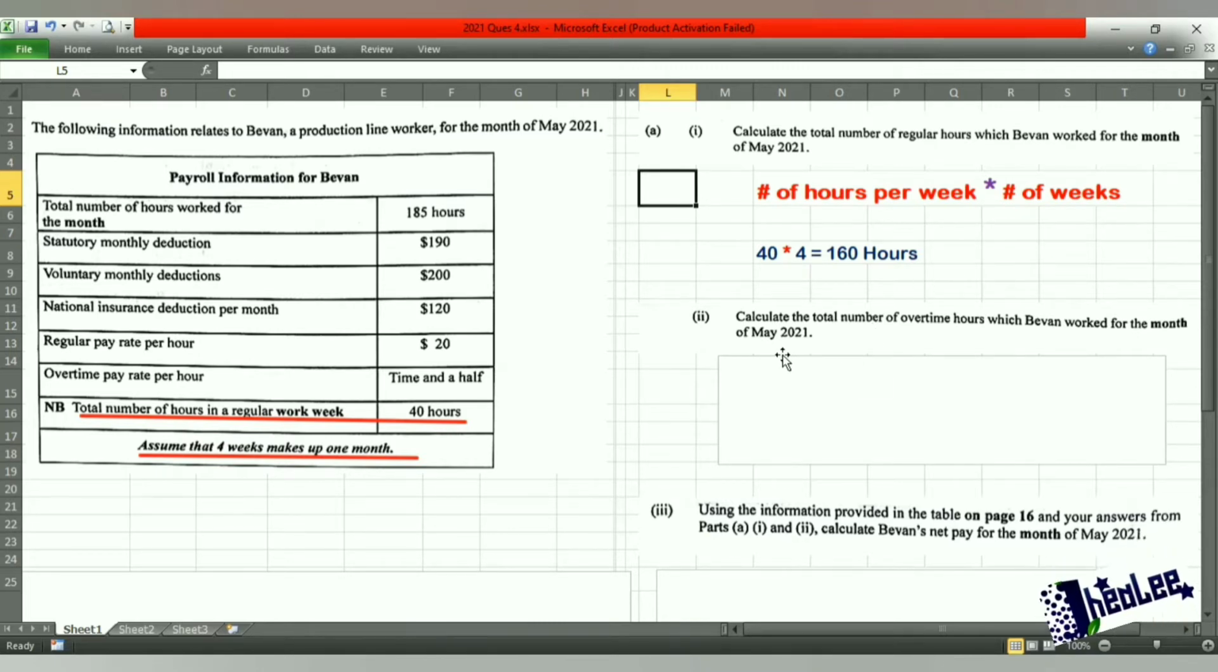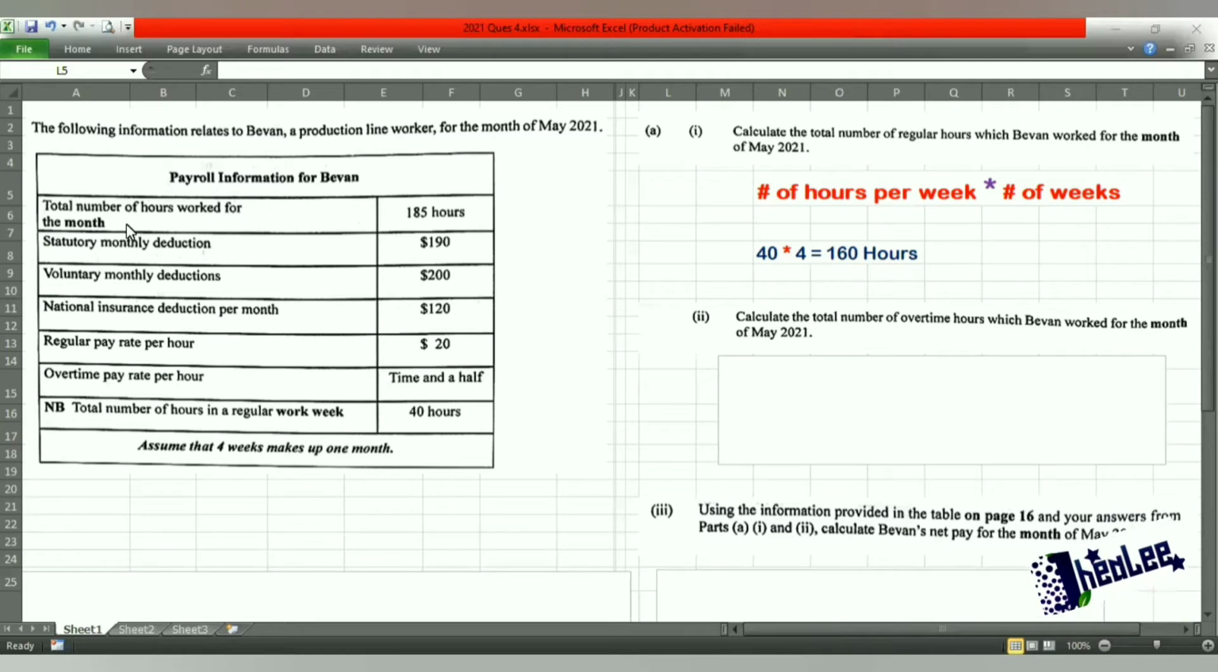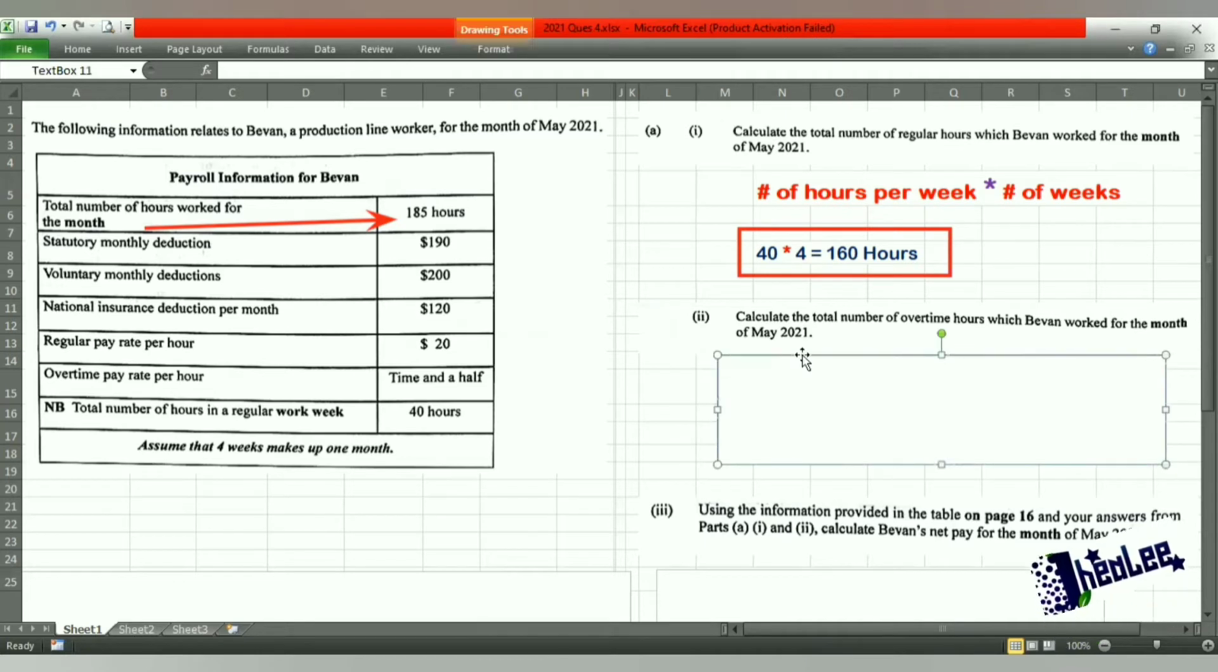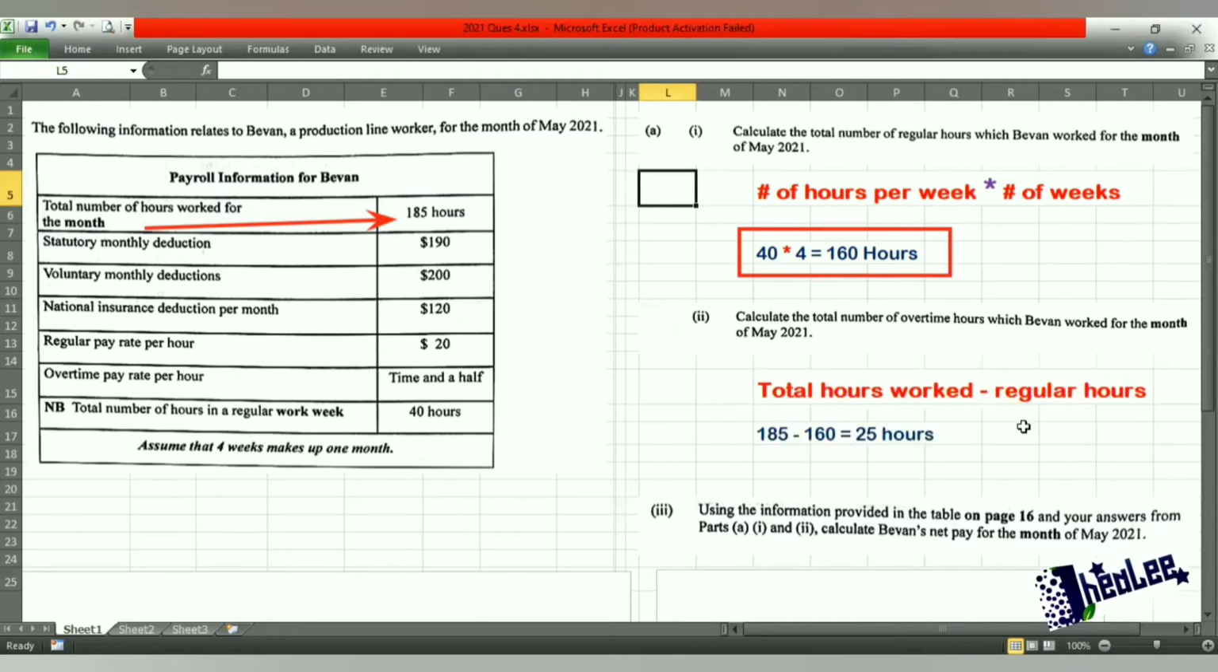We're now going to move into part 2. Calculate the total number of overtime hours which Bevan worked for the month of May. For that calculation, we'll need the total number of hours worked for the month, which is 185 hours, and we have calculated in part 1 the total regular hours. Now we can proceed to do our calculation, and that is the total hours worked minus regular hours, and that is 185 minus 160, and that gives us 25 hours of overtime work by Bevan.